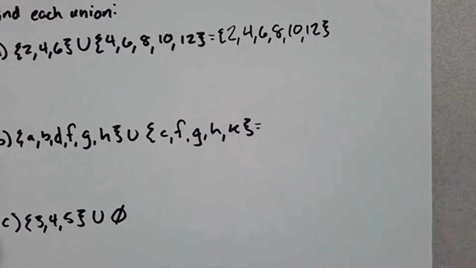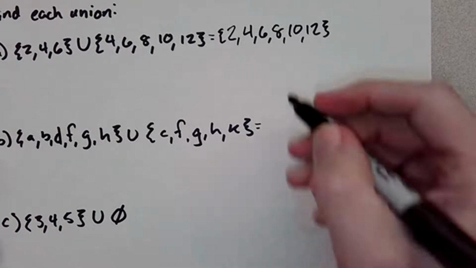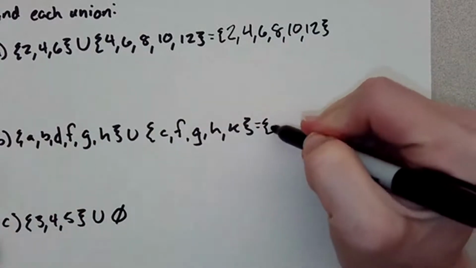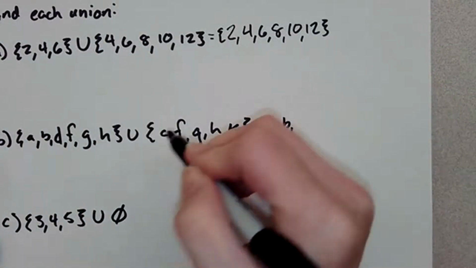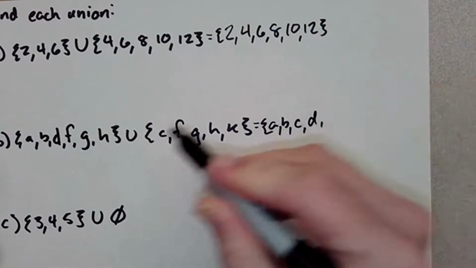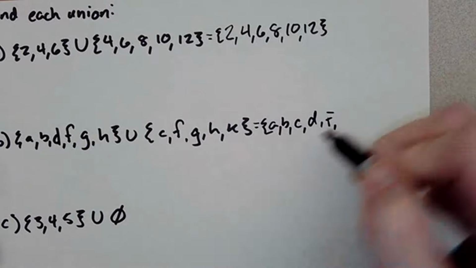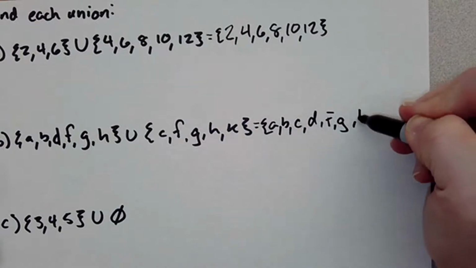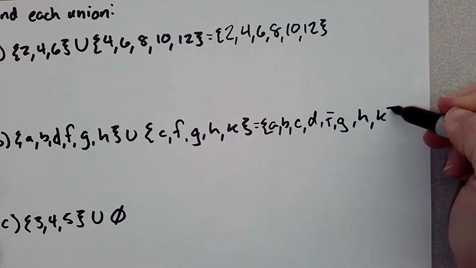Next, we have the union of the set that includes A, B, D, F, G, and H with the set that includes C, F, G, H, and K. Well, then that's just every element that's in either set. So we've got A and B from the first set, C from the second set, D from the first set, F is in both sets, G is in both sets, H is in both sets, and K is in the second set.